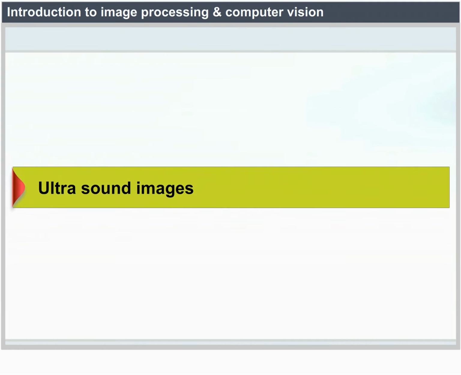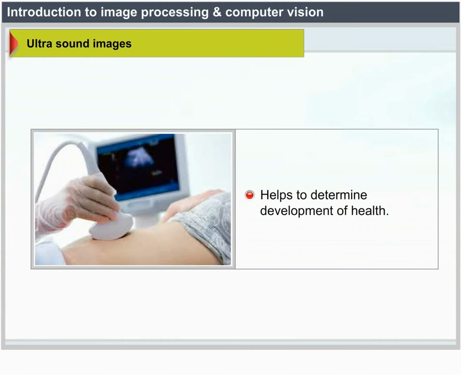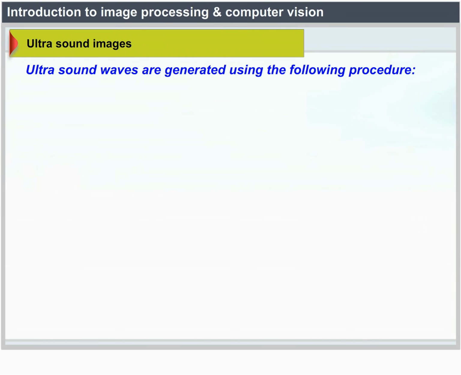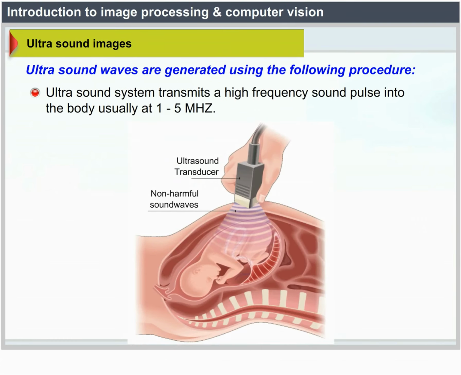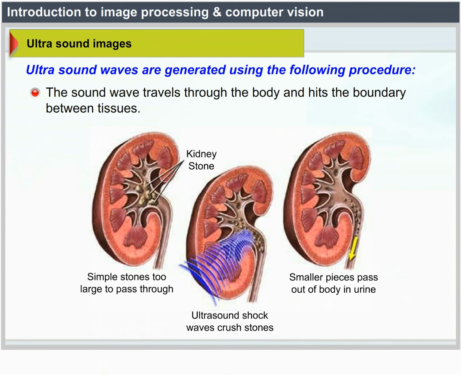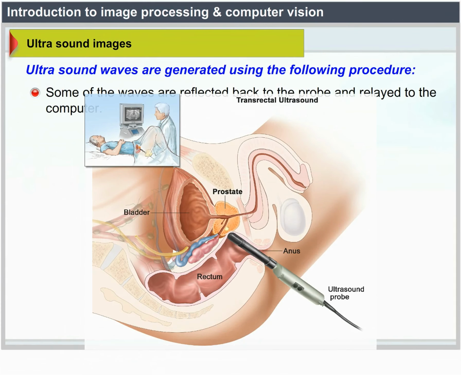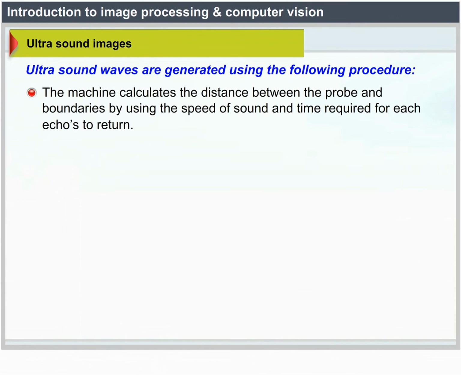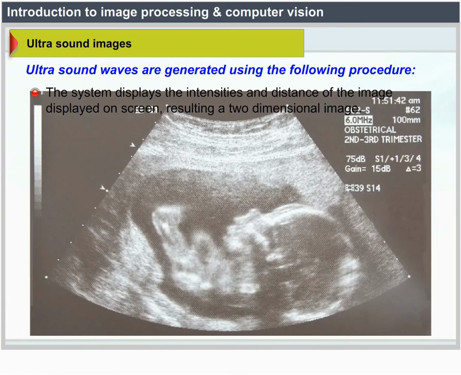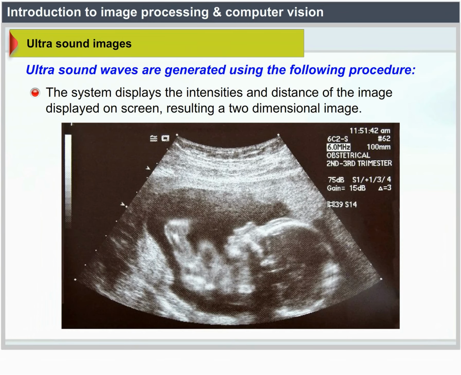Ultrasound images. Used to determine the development of health. Ultrasound waves are generated using the following procedure. The ultrasound system transmits a high-frequency sound pulse into the body, usually at 1 to 5 MHz. The sound wave travels through the body and hits the boundary between tissues. Some of the waves are reflected back to the probe and relayed to the computer. The machine calculates the distance between the probe and boundaries by using the speed of sound and the time required for each echo to return. The system displays the intensities and distances on a screen, forming a two-dimensional image.